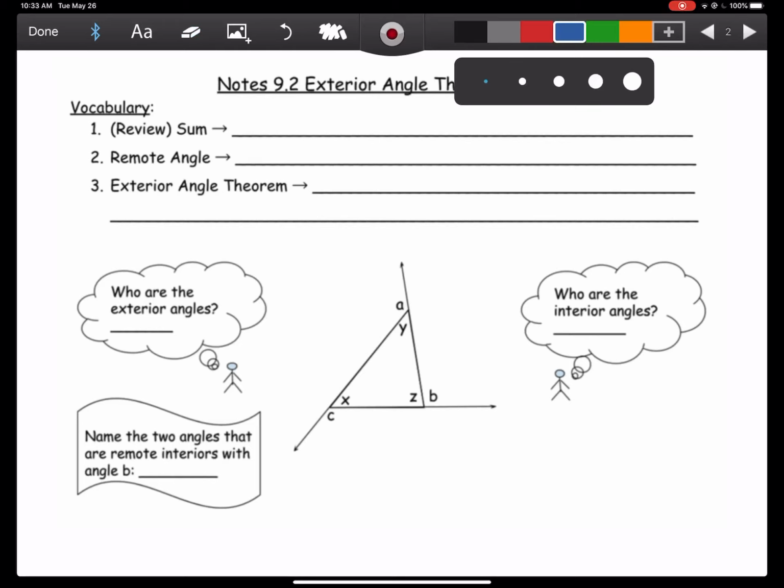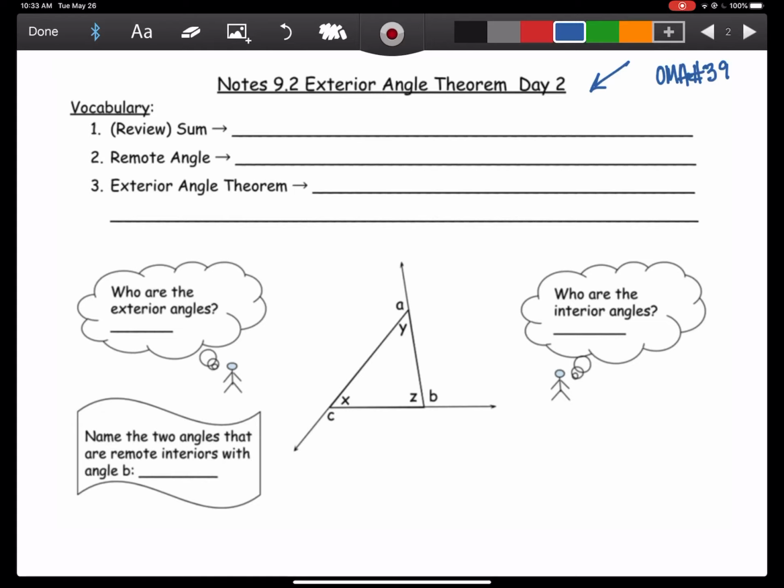Start off by writing our title, if you didn't do it already, and making sure that you label this OMA number 39. And let's jump into our vocabulary.